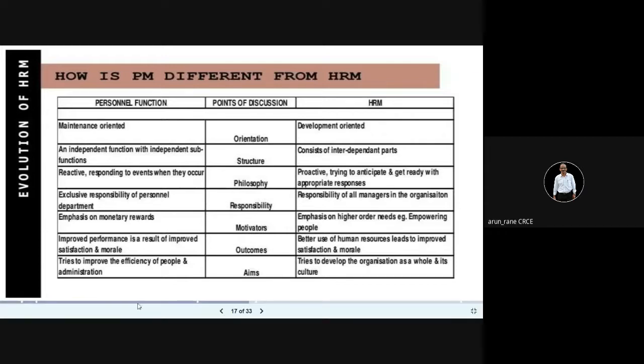Outcomes. Improved performance is a result of improved satisfaction and morale. Here, outcome is better use of human resources leads to improved satisfaction. Here, human resources are used in a better way. Aims, it tries to improve the efficiency of the people and administration. Here, it tries to develop the organization as a whole and its culture. So this is at a global level and more focus is on development.